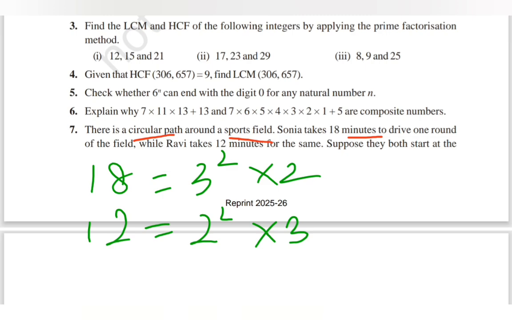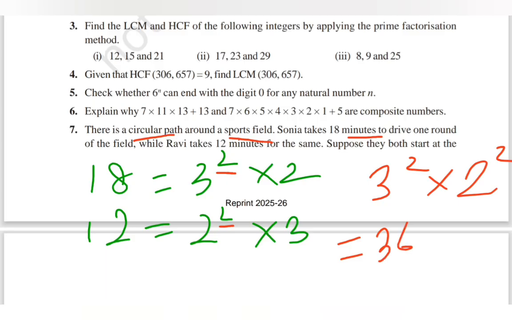So how to find LCM? We will take the highest power of both the numbers. Here 3 and 2 both are common. So let's go to the powers. For 3 the highest power is 2. And for 2 the highest power is 2. So 2 square into 3 square. This is the LCM. It is 36. And for units we should write minutes. So this will be the answer for this question.